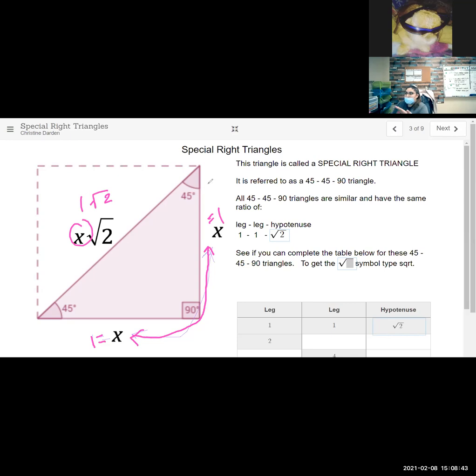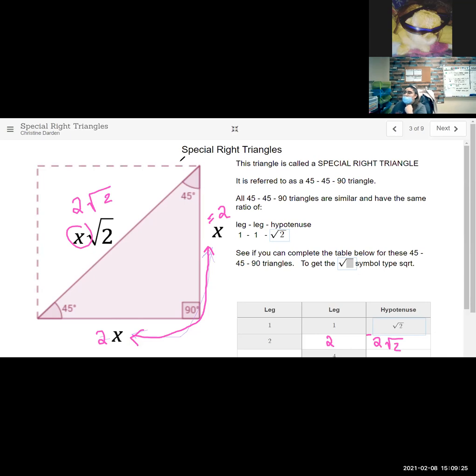You are replacing the x with the measurement of the leg. So then in the second example, they say, okay, this time the leg is equal to 2. So they're changing the value from 1 to 2. If one of the legs is 2, what should the other leg be equal to? 2. Remember, your legs are congruent. They're the same. And the hypotenuse, if I replace the x with 2, would give me 2 square root of 2. So in your table, you are typing in these values, 2 and 2 square root of 2.